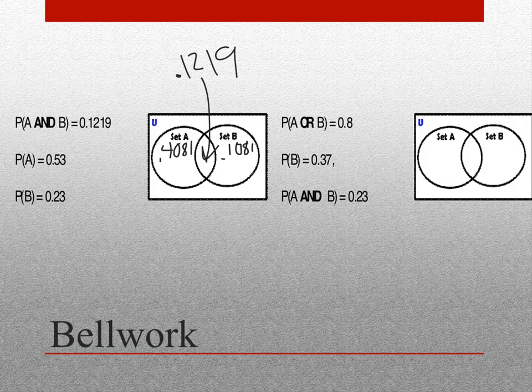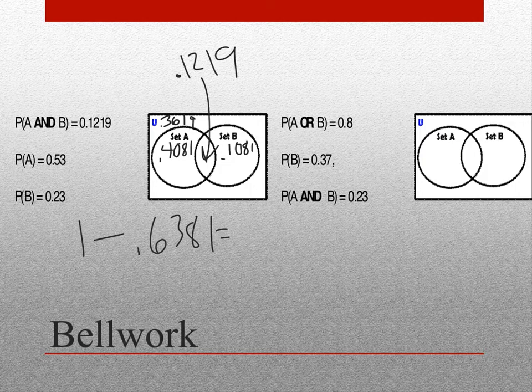So if I take all of my probabilities of 0.1081 plus 0.4081 plus 0.1219, all those added together is 0.6381. I do 1 minus that, and that'll give me the outer part. So I would just write that right here. 0.3619.